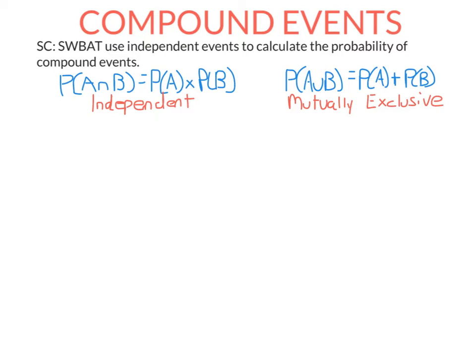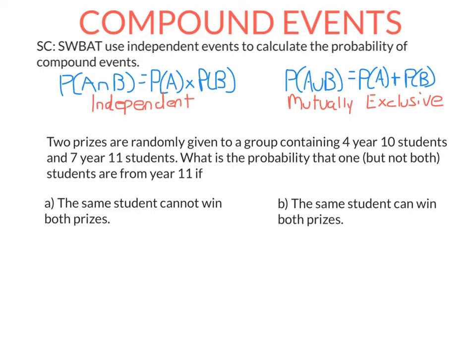So let's use this to find the probability of a compound event. So let's have a go at this question here. What we have is a group of 7 Year 11 students and 4 Year 10 students. We're going to give out 2 prizes. We want to find the probability that one but not both prizes go to a student from Year 11.